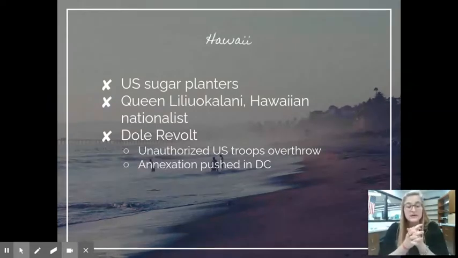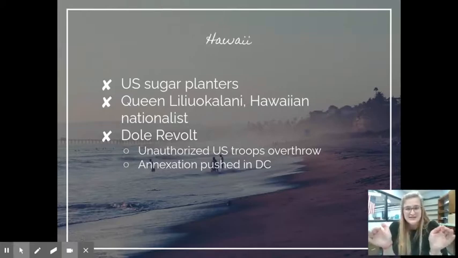And there's a revolt. And this is called the Dole Revolt. They're led by Sanford B. Dole. And you've probably heard of Dole before, like Dole pineapples. Okay, it's that guy. They organized this successful revolt. They're openly assisted by American troops who were not authorized to be in this area. And the U.S. Minister of Honolulu, John C. Stevens, says, all right, go ahead. The military can be involved in this. And they overthrow Queen Liliuokalani.